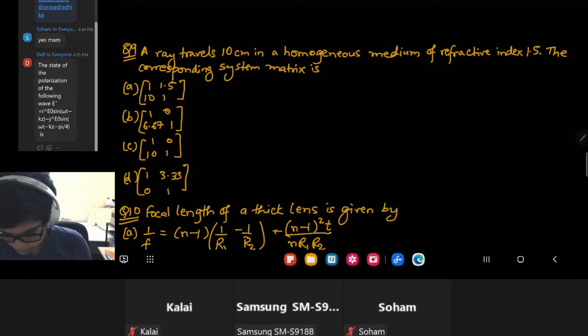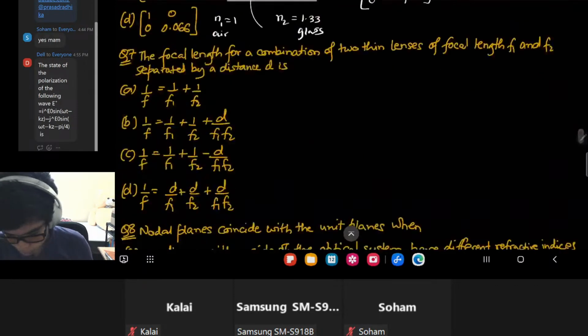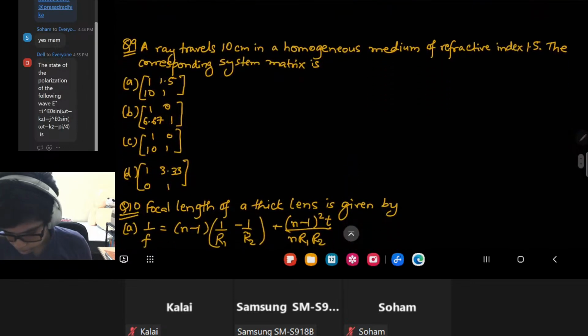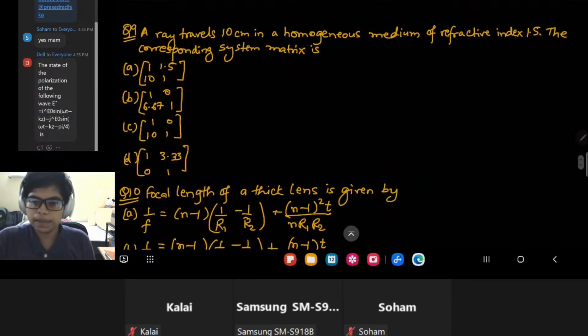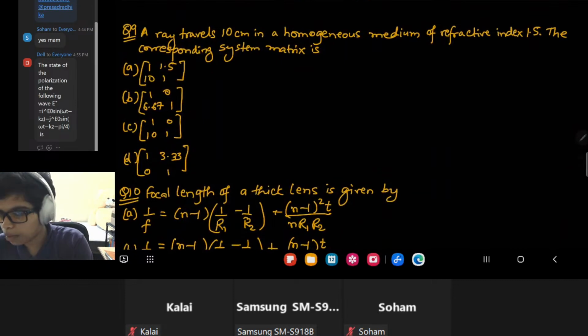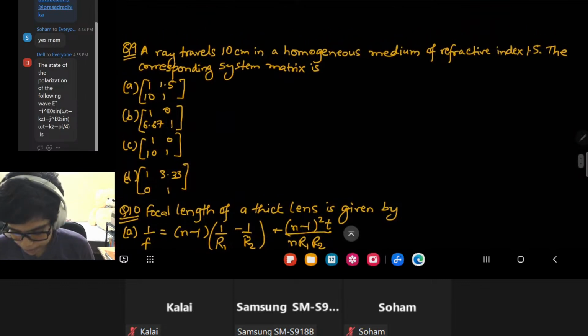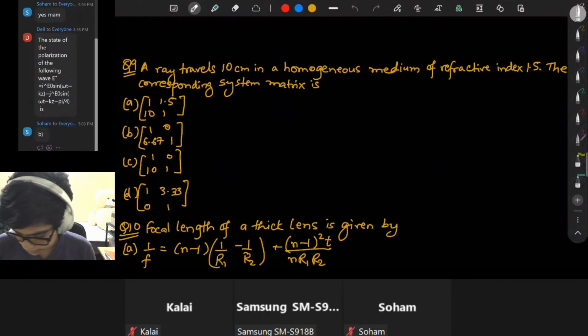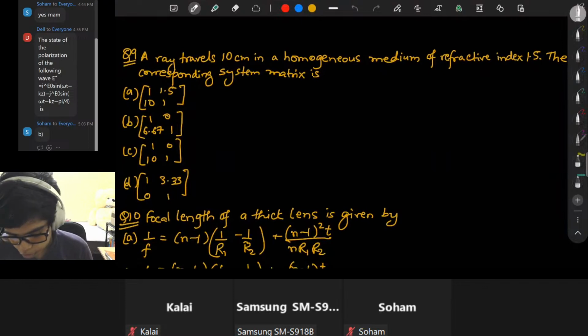Okay, let us discuss maybe question number 9. I think this looks like a short and sweet question. So let us discuss question 9. We have a few minutes, let us say. This is from the past week, just to revise and keep reminding you what we had already done. This is a question from the matrix method for ray optics. It says that a ray travels in a homogeneous medium of refractive index 1.5. The corresponding system matrix is what we need to find out.